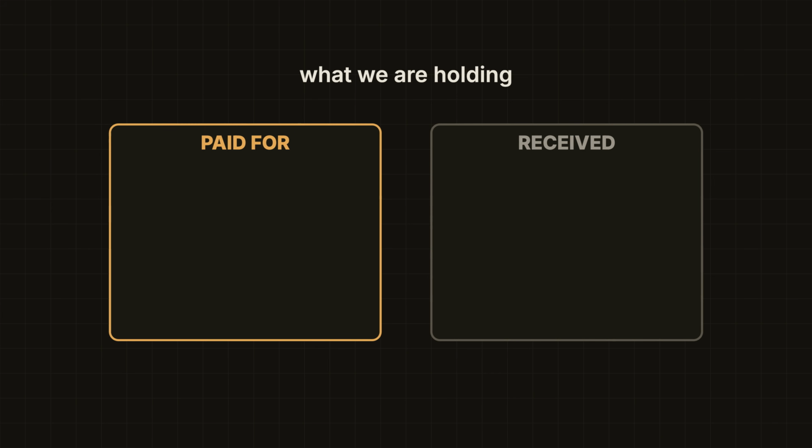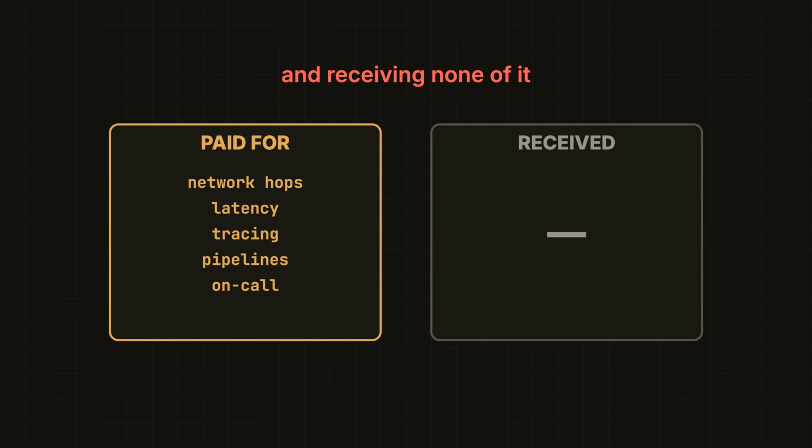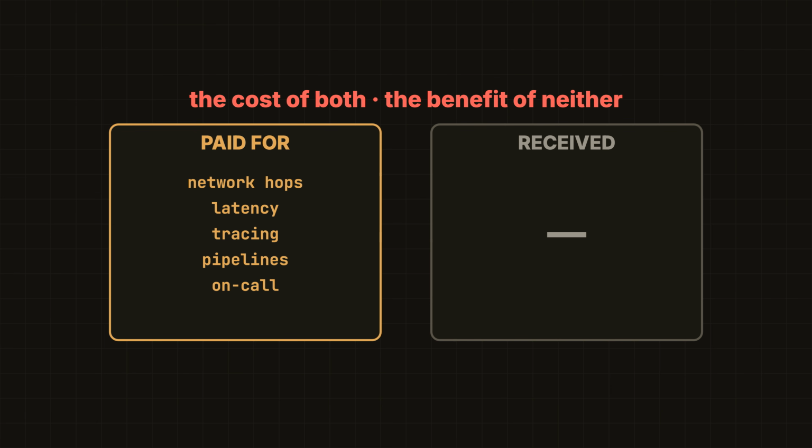And look at what we are holding. We are paying the full price of being distributed: the network hops, the latency, the tracing, the pipelines, the on call for every service as well. And we are receiving basically none of the independence we bought it for. So we took on the cost of both and we got the benefit of neither. That is the whole problem. And this is not some rare mistake. It is a common way microservices migrations go wrong. We split a system for the wrong reason, and that is what we end up holding.